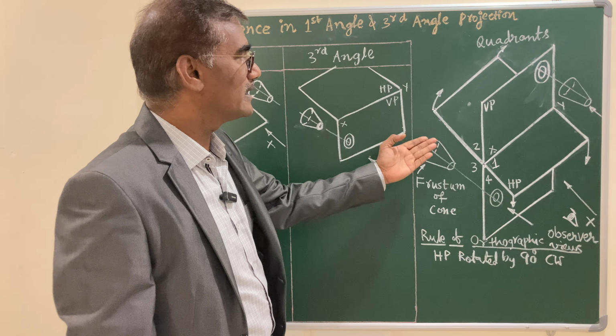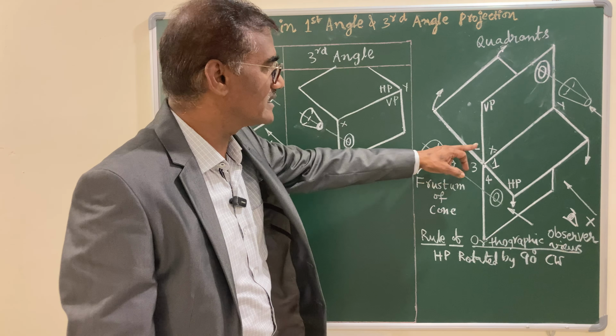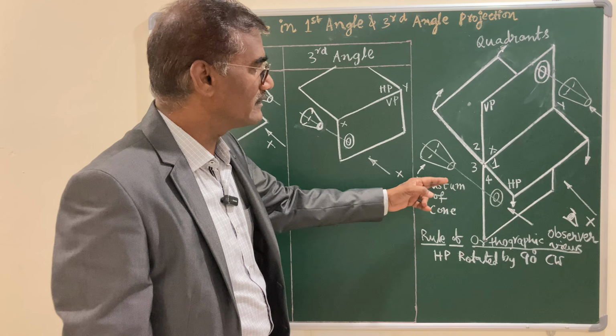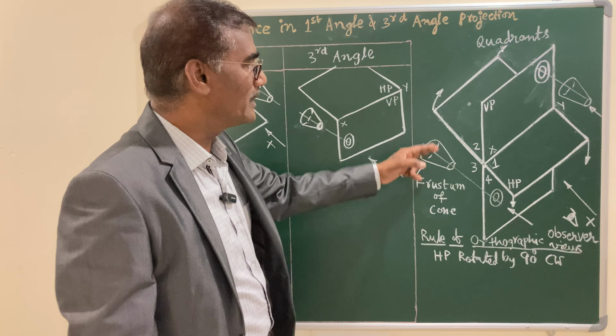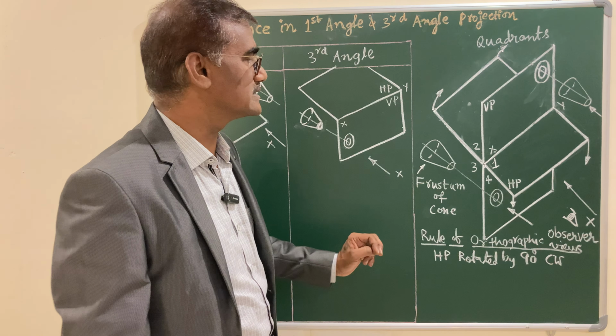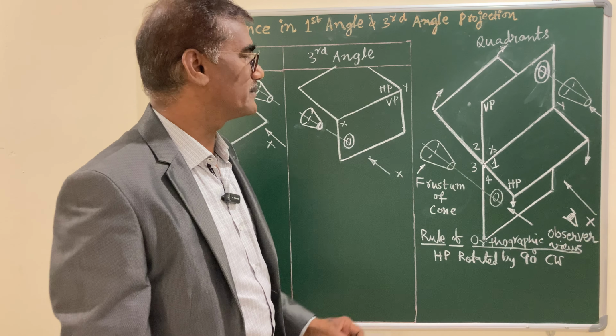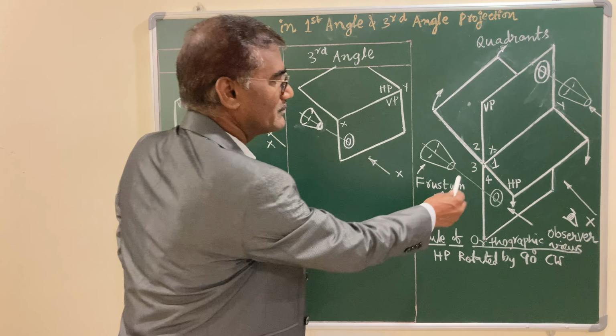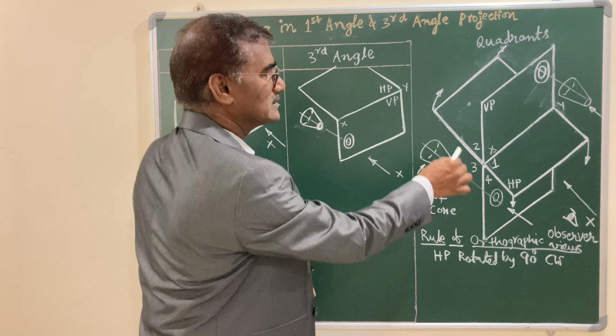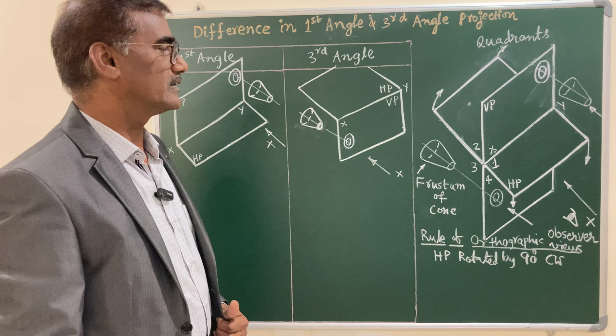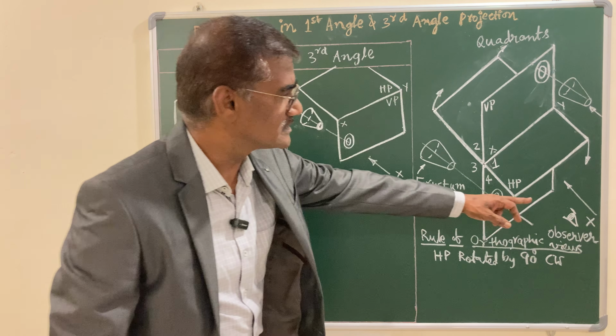Behind VP, above HP is the second quadrant. It's given as number 2. And behind VP and below HP is the third quadrant. And in front of VP and below HP is the fourth quadrant. You can see that numbers are given: 1, 2, 3, 4. These are the four quadrants, and the direction of the view is indicated with X.